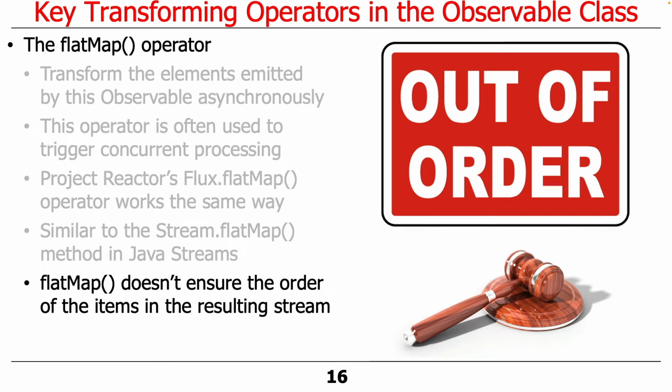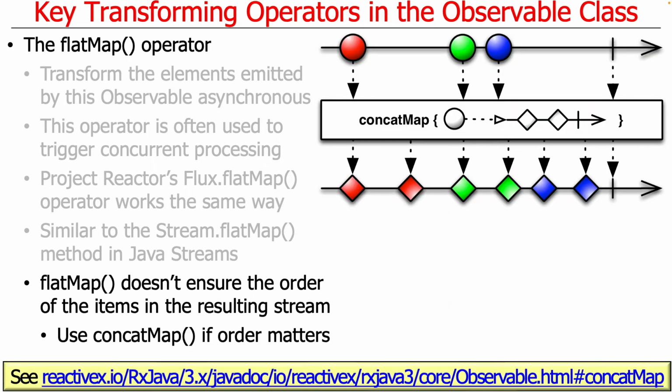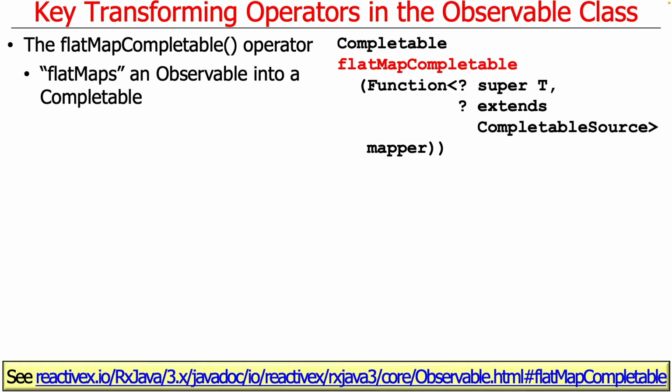flatMap doesn't ensure the order of the items in the resulting stream. Just always keep that in the back of your mind. If you want to get ordering, then you want to use concatMap, which will ensure that the output goes in the same order as the input, even if there's additional values that are generated as part of all this.